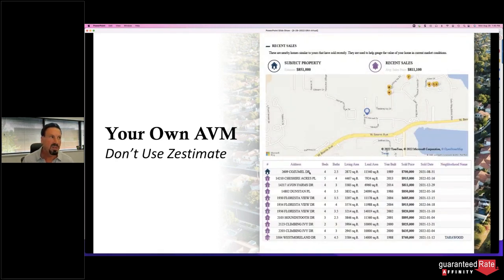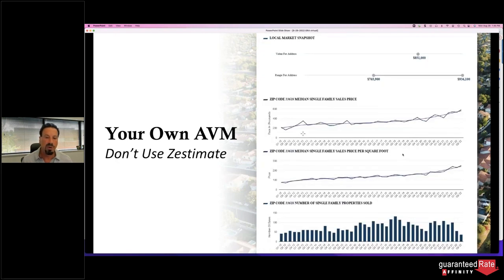But also, how about saving the time and showing you all the closed sales? Time is money. It's accurate. Also gives you in the report median, price per square foot, sales price, and the amount of properties sold in this marketplace, so that you can then see what the activity is.